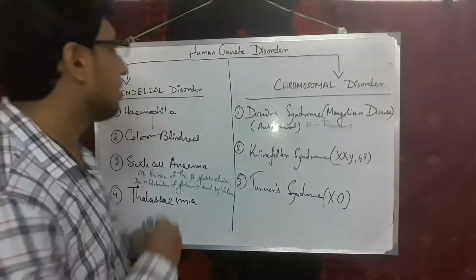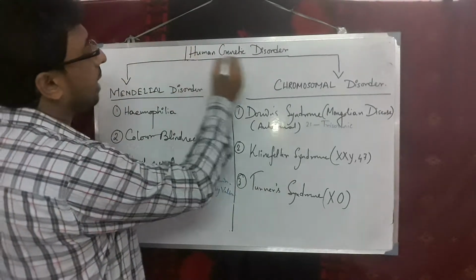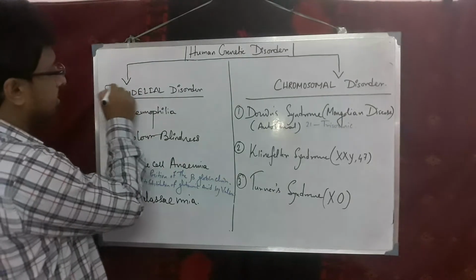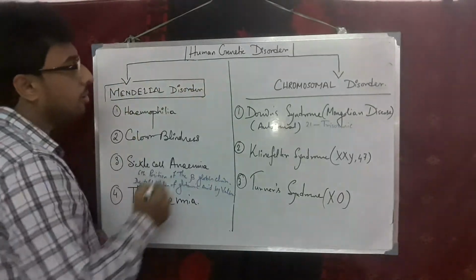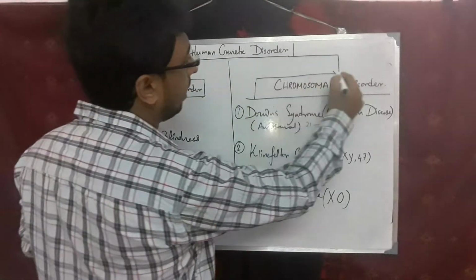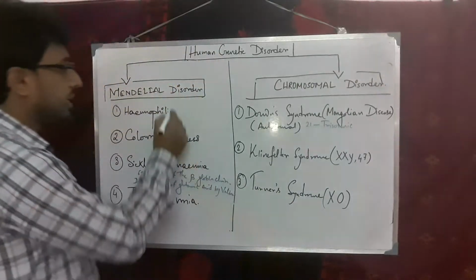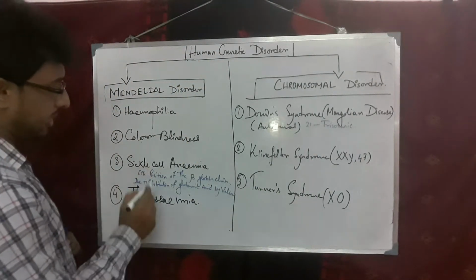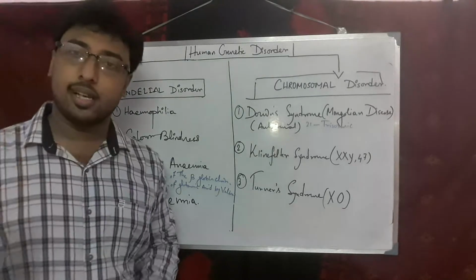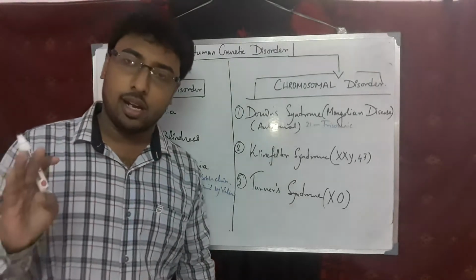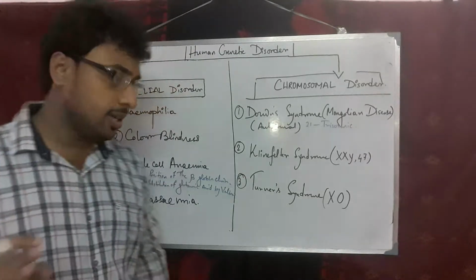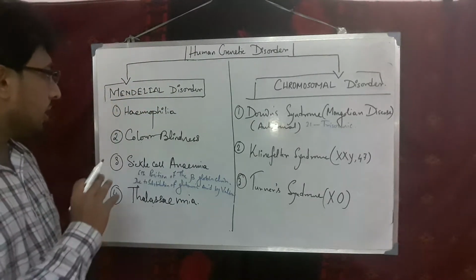So here is the topic: human genetic disorder. Under human genetic disorder, there are two different parts. One is Mendelian disorder and the other is chromosomal disorder. Under Mendelian disorder, there are hemophilia, colorblindness, sickle cell anemia and thalassemia. Four diseases are there.